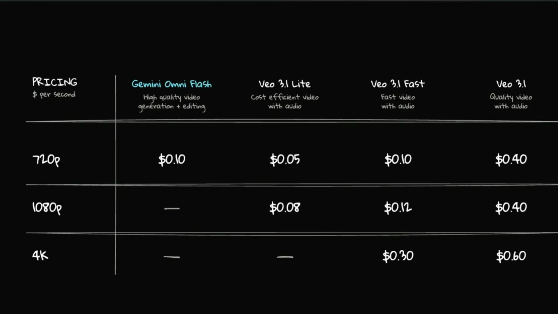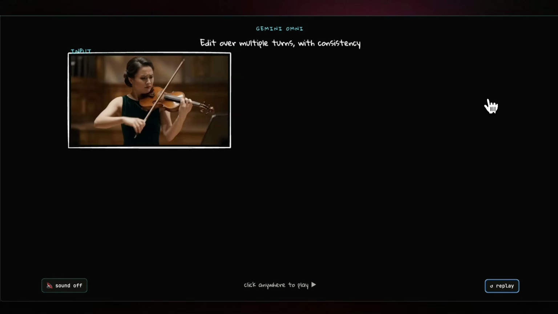And this efficiency is really at the core of a lot of models that Google and other companies are releasing at the moment. Now, the main capability of this model is video editing based on text or a reference image prompts. So let's have a play with it.